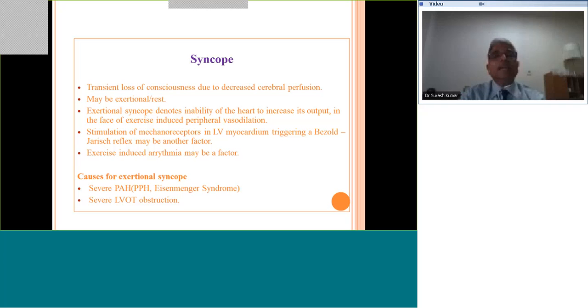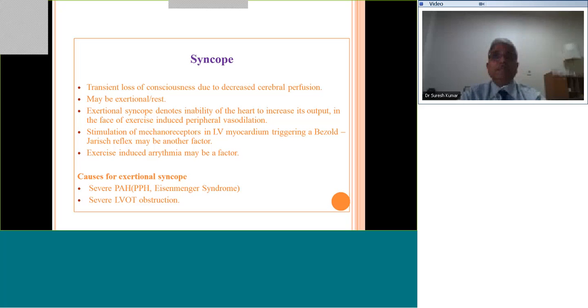In conditions like aortic stenosis, there is also a receptor-mediated mechanism. The mechanoreceptors in the left ventricular myocardium can trigger a Bezold-Jarisch reflex, with vagal receptors being stimulated, and as a result you get bradycardia, vasodilatation due to a cholinergic mechanism, and hypotension. So a Bezold-Jarisch reflex could be triggered with exercise in severe aortic stenosis, and that could also be the reason for syncope.